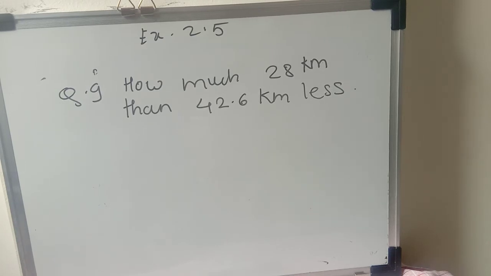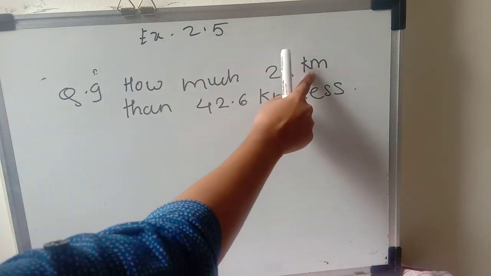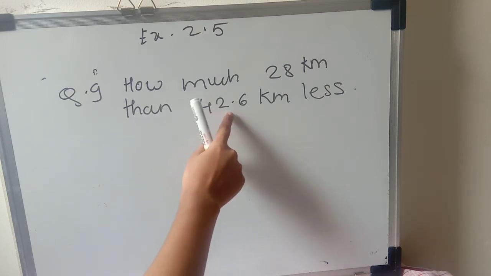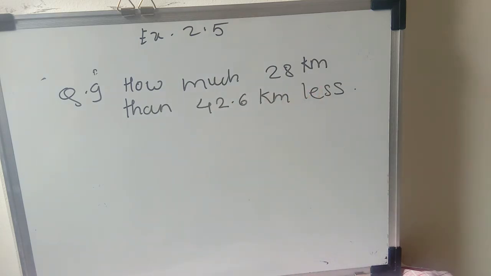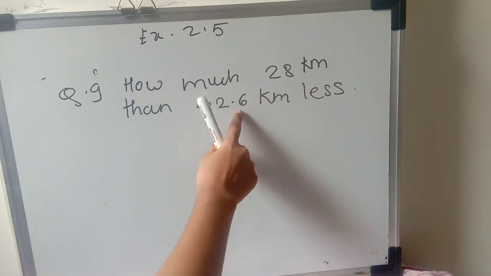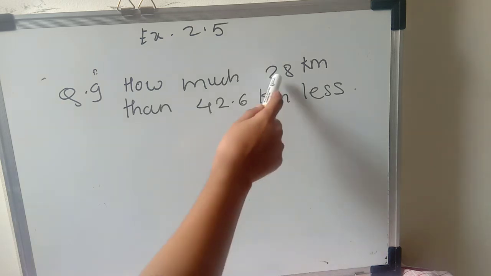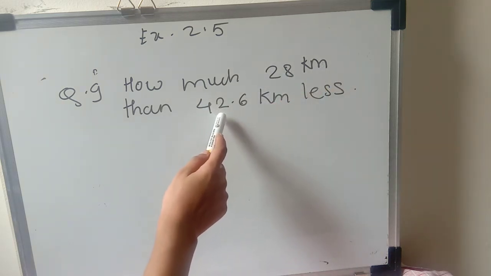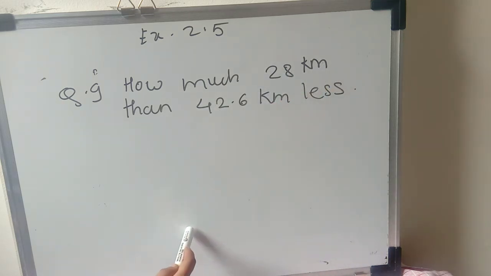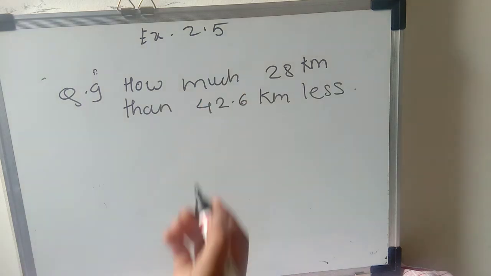So students, in the first part I forgot to tell you that in this exercise 2.5 question number 9 is also there. So this question is, how much less is 28 kilometer than 42.6 kilometer. So we have to decide here 28 kilometer कितना 42.6 kilometer से कितना कम है. So what you have to do is subtract 28 kilometer from this one and you will get the answer. Okay, so here how you have to arrange all these numbers.